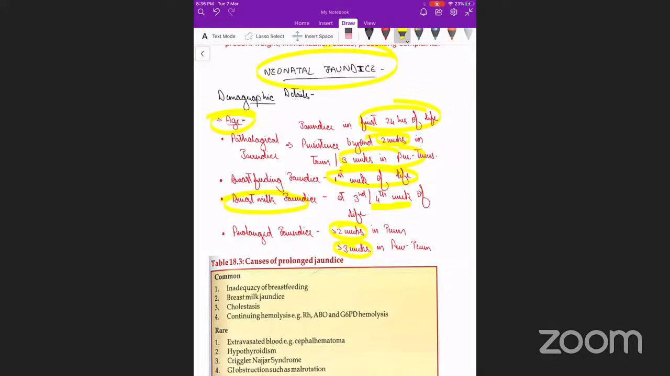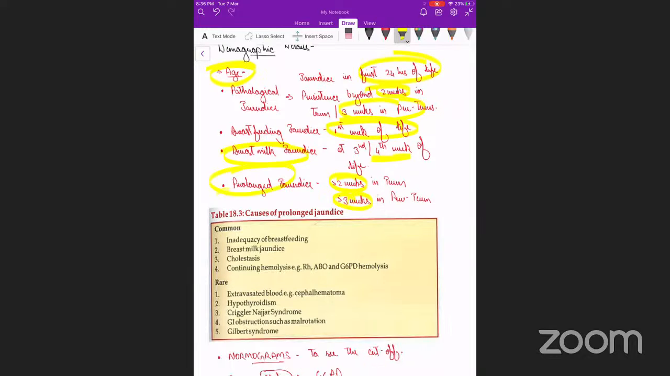So if at all they ask what are the causes of prolonged jaundice, common causes will be inadequacy of breastfeeding, or there can be breast milk jaundice, or neonatal cholestasis syndrome can be there, or conjugated hemolysis, whichever was present, it is still being continued. Or rare causes can be like cephalhematoma, which is extravasated blood that is resolving and jaundice is still persisting, or baby might have had hypothyroidism, for which we'll have to make the baby undergo the newborn screening, or Crigler-Najjar syndrome can be there. So these are all rarer causes. Okay, so these are the causes for prolonged jaundice.